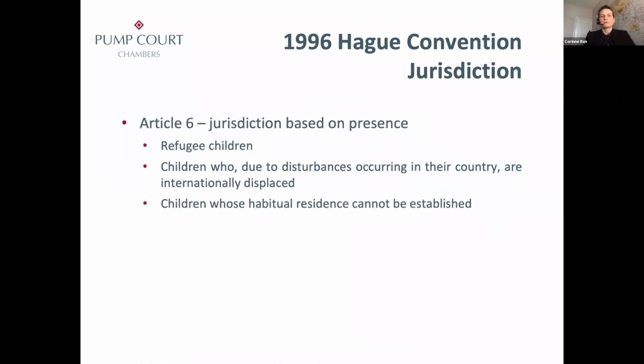Article 6 deals with jurisdiction based on presence, and again, that is happily parallel to Brussels II revised. It applies to refugee children, children who, due to disturbances occurring in their country, are internationally displaced, and children whose habitual residence cannot be established. So again, very much parallel.